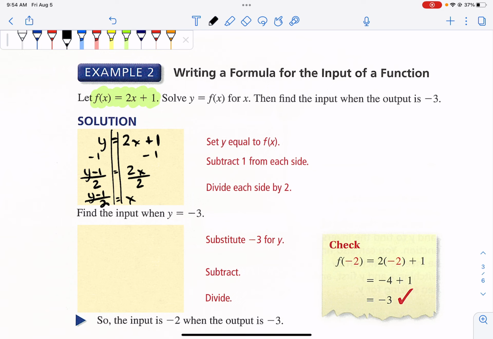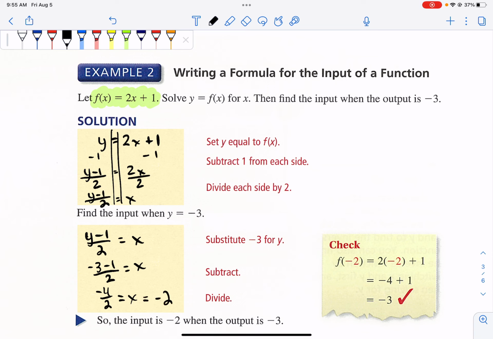Now it wants to find the input when y equals -3. So I have this function, y minus 1 all divided by 2 equals x. Well, now it wants y to equal -3. So -3 minus 1, divided by 2, equals x. Well, -3 minus 1 is just -4, divided by 2 equals x. Well, -4 divided by 2 is -2.